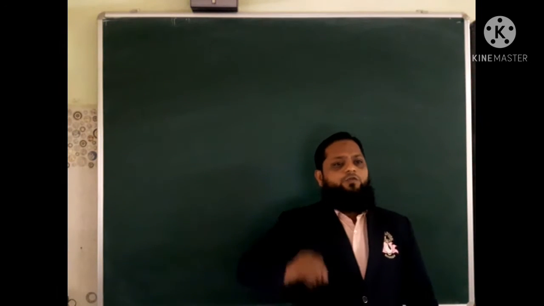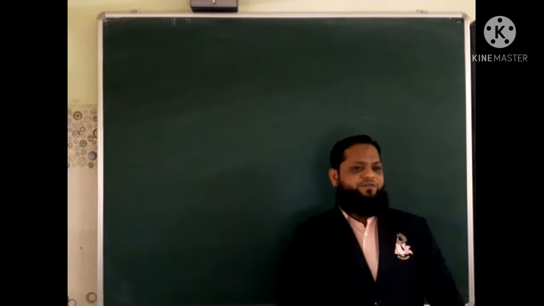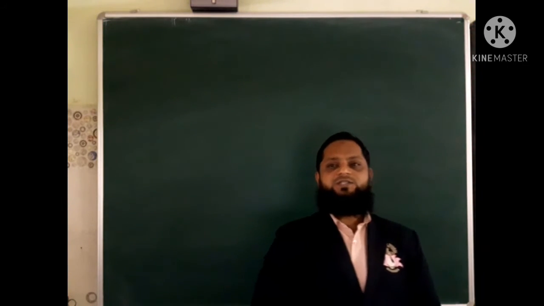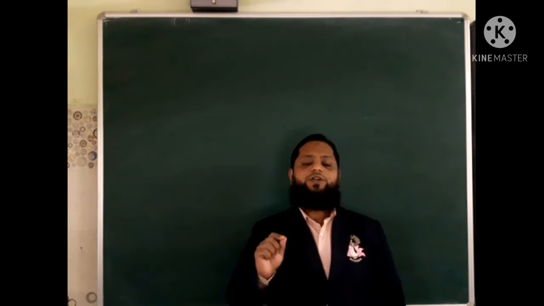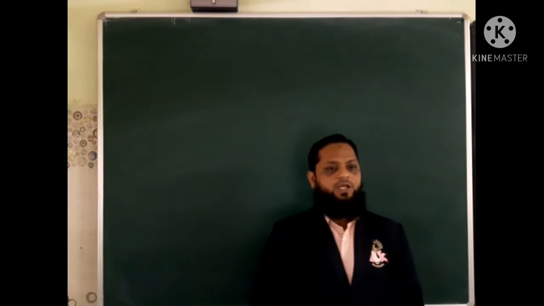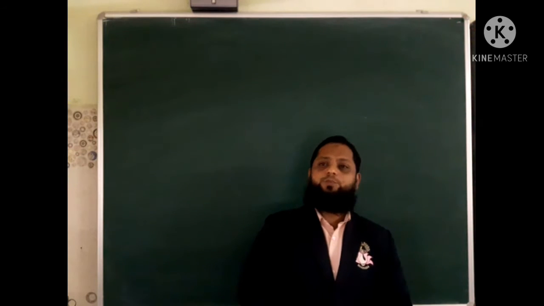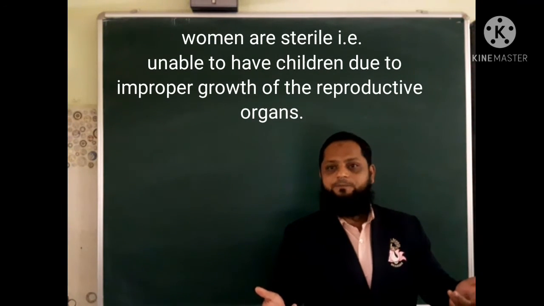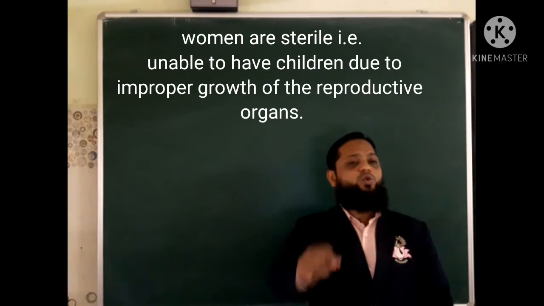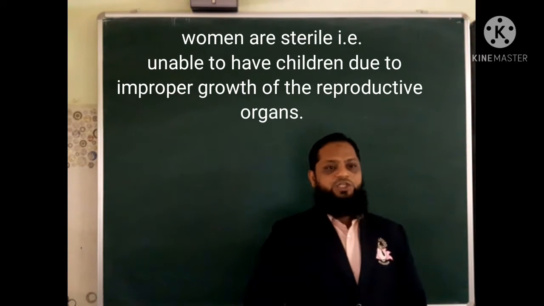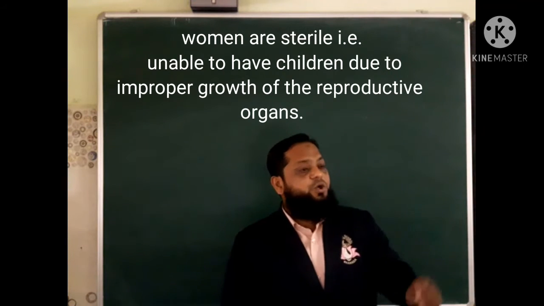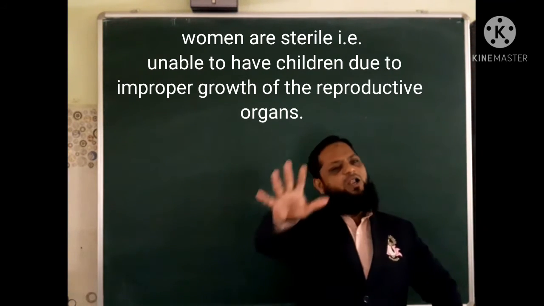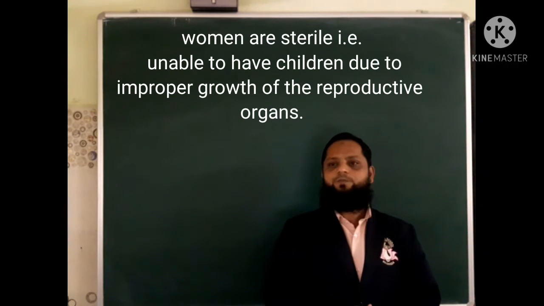Women normally suffer from the Turner syndrome. If they suffer from the Turner syndrome, they show the 44 plus X condition. Such women are said to be sterile. What does sterile mean? It means unable to have children due to improper growth of the reproductive organs. This is all about the Turner syndrome.